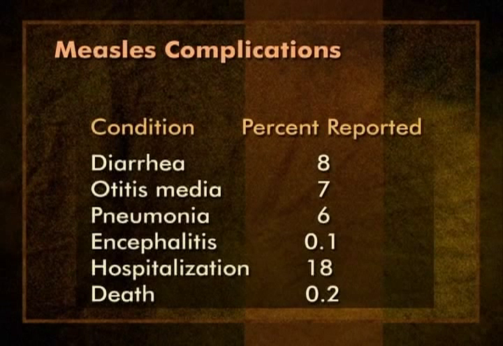Hospitalization occurs in 18% of reported cases. Death occurs in about 0.2% of reported cases, or about 2 deaths per 1,000 reported cases. As with most diseases, complication rates are not equal across ages. Most complications of pertussis, you'll recall, occur among young children, and most deaths from tetanus occur among older adults.